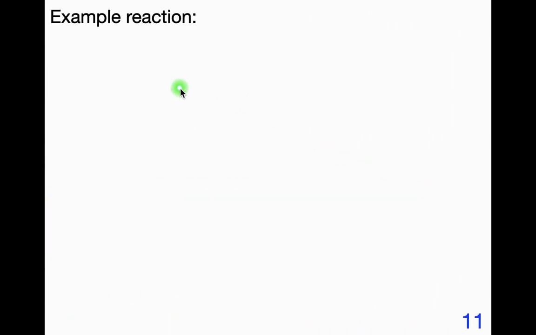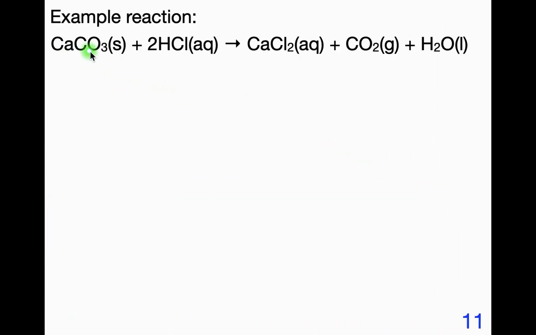All right, let's look at an example reaction. Solid calcium carbonate reacting with hydrochloric acid to produce calcium chloride, carbon dioxide, and water. Now what we're going to do is monitor the rate of the production of carbon dioxide gas and see how three different factors affect it. First, we'll look at the effect of temperature. Then we'll look at the effect of changing the concentration of the hydrochloric acid. And then we'll look at the effect of changing the particle size of calcium carbonate.